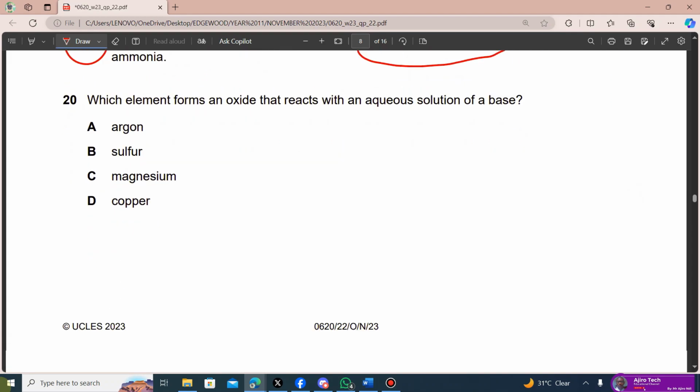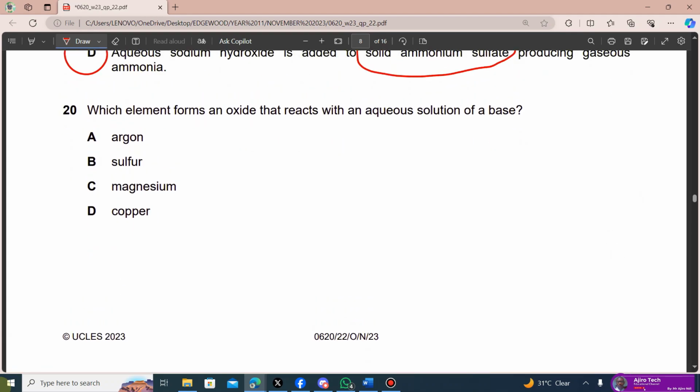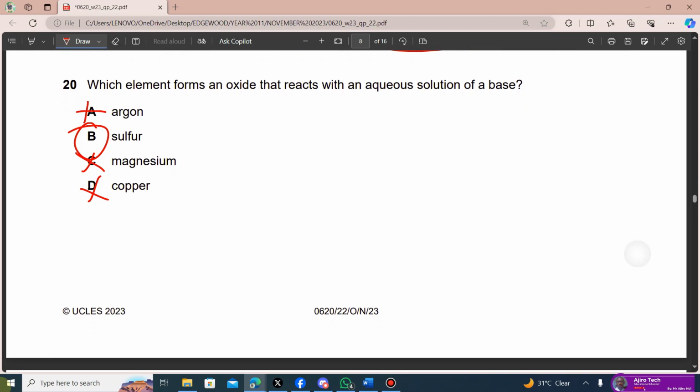So we move to question 20. Which element forms an oxide that reacts with an aqueous solution of a base? Now we know that metal oxides are basic. Argon is unreactive, so it's out. So B, sulfur, because non-metal oxides are acidic, so they could react with an aqueous solution of a base.